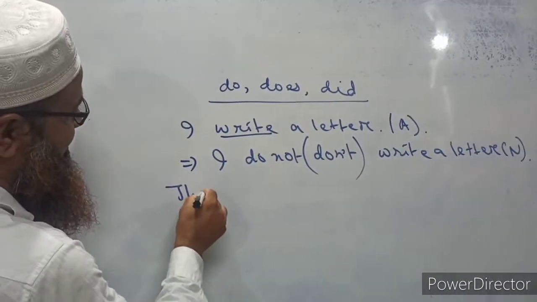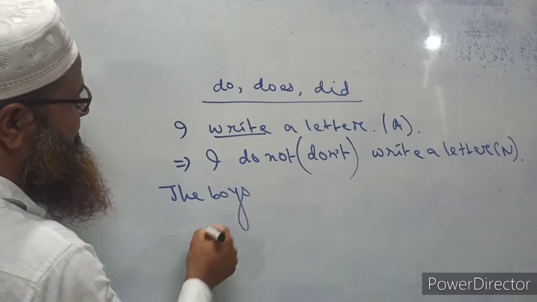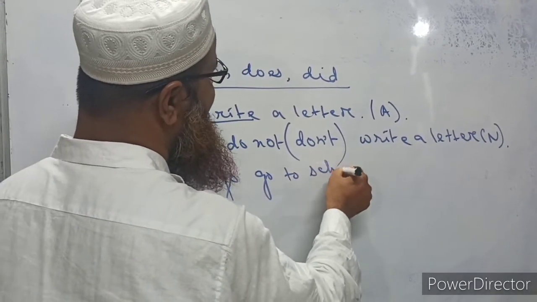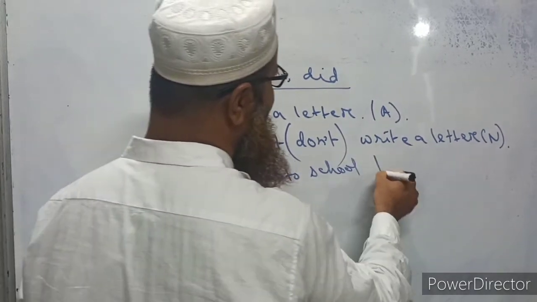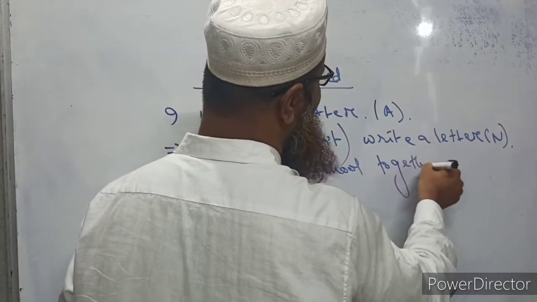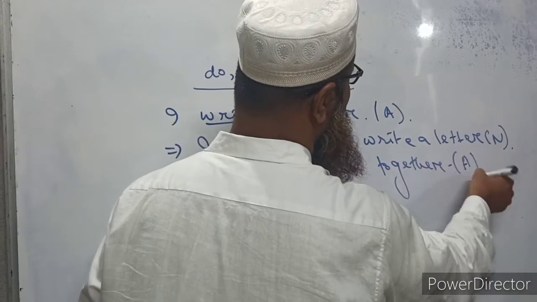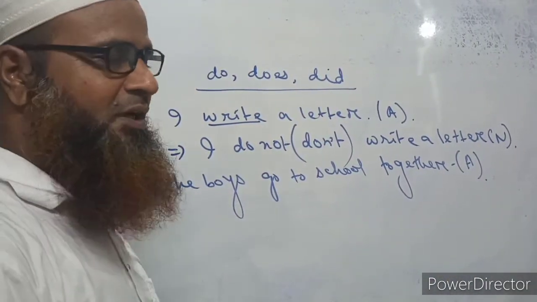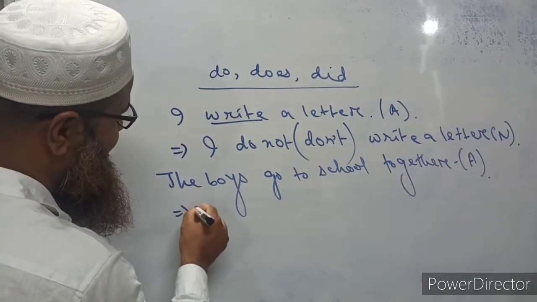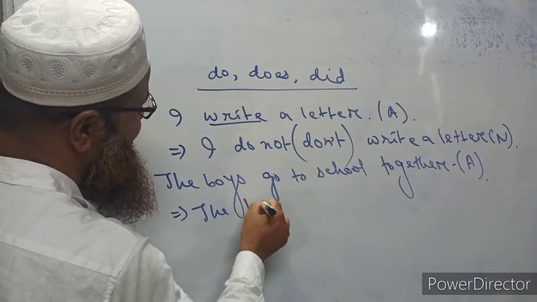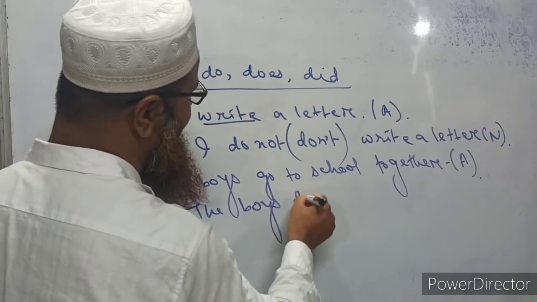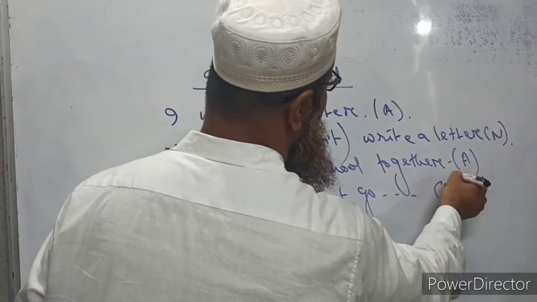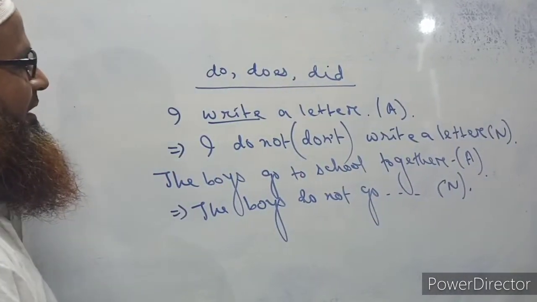The boys go to school together. Here also the verb is go and it is in present form. So if we want to make it negative, we have to take the help of do. The boys do not go to school together. This will be a negative sentence.